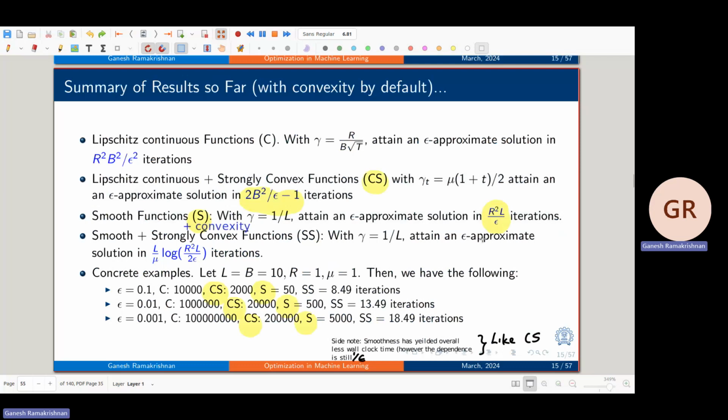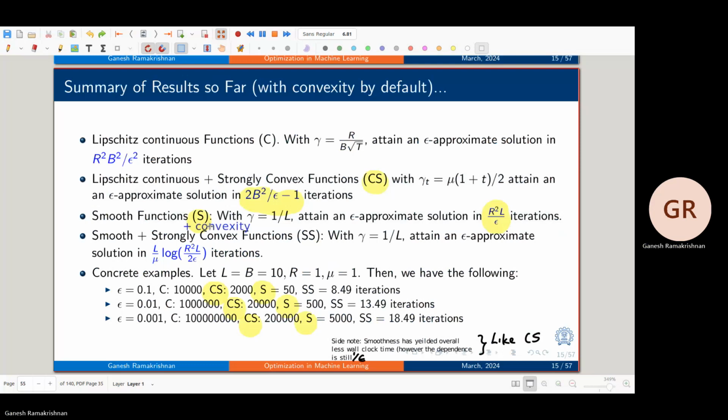But, okay, now I come to the interesting thing. So this is all fine, right? The convexity is there by default, by the way. Even if I say only strong, only smooth, I always mean convexity. None of this holds without convexity. Now I come to this second part of the story.